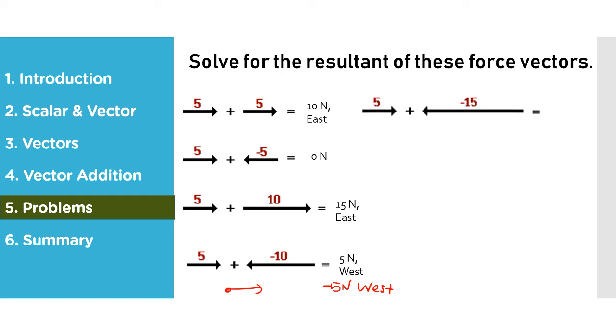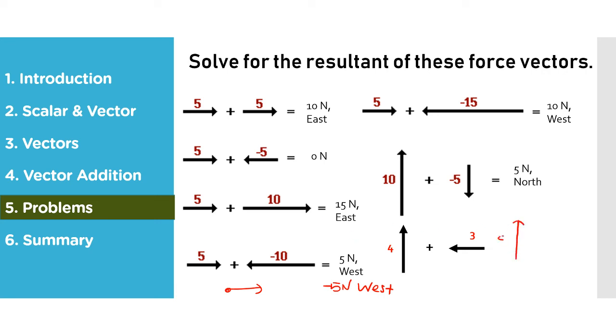If you have 5 going to the east and 15 going to the west, add the negative, you're going to get 10 going to the west. 10 going up and 5 going down, so you will have 5 newtons going north. And when you have something like this, 4 going up and 3 going to the west, you will now have to use the Pythagorean theorem, or one of the methods to get the direction of vectors.